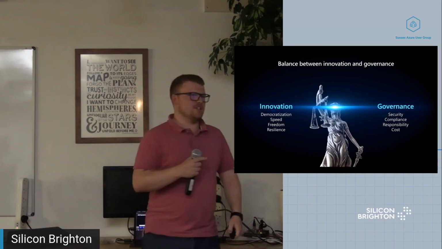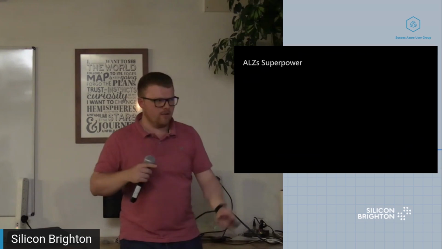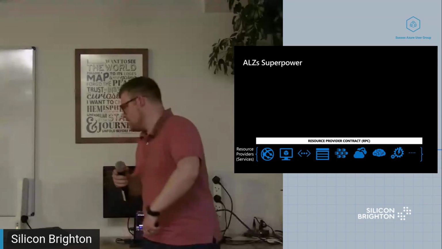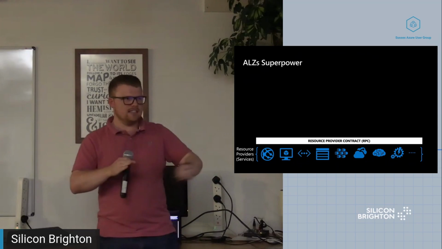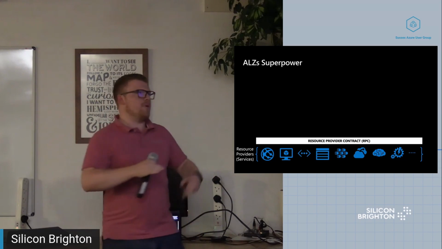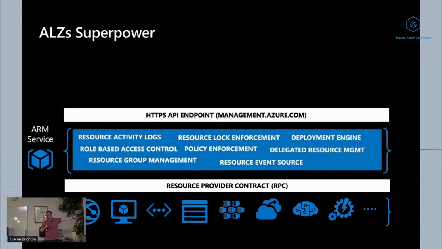ALZ has a superpower, right? So if we build up Azure really slowly, like right at the bottom, we have all of these resource providers. So whether it's storage, virtual networks, VMs, whatever it is, this is the base layer, this is what people want to deploy. These are the things that you use. Above that, you then have ARM, right? The Azure Resource Manager, which is the API that you all interact with, whether you're using the portal, whether you're using Bicep, whether you're using Terraform, PowerShell, whatever it is.